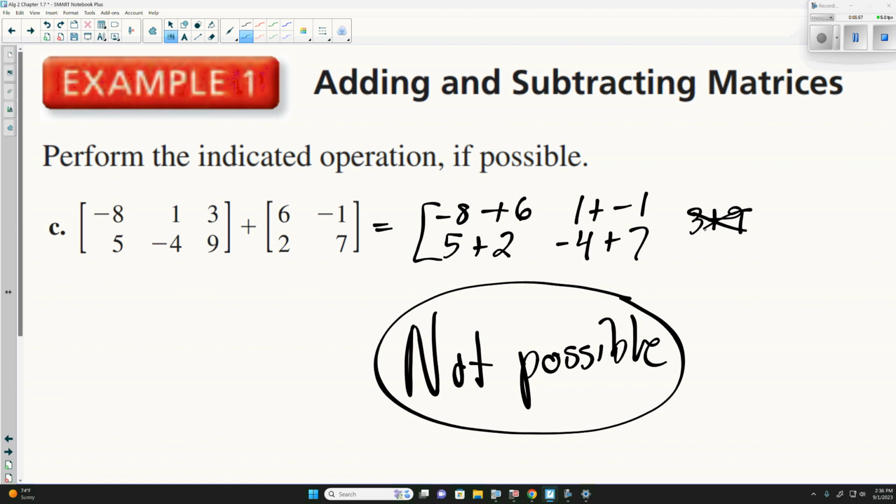Because even if we did add zeros there, we're adding elements to the matrix. It's not a 2 by 2 anymore. It's now a 2 by 3. We changed it. We can't just change it to make it work. Questions on this here?